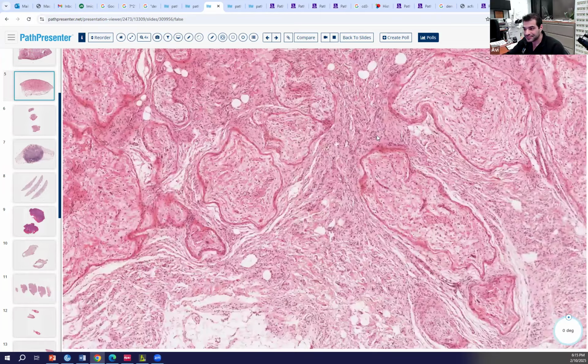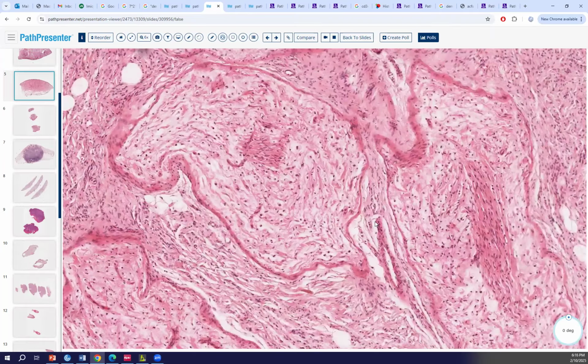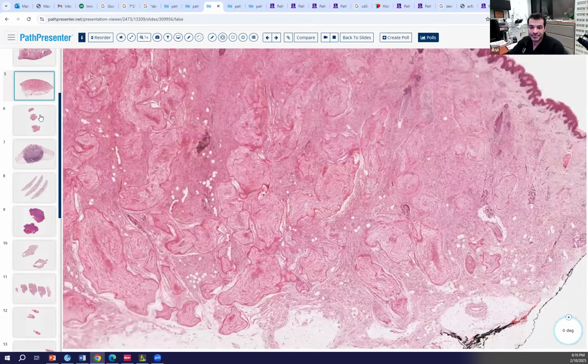Multifocal. Is this plexiform neurofibroma? Yeah, very good. Plexiform neurofibroma. Excellent. Good job.